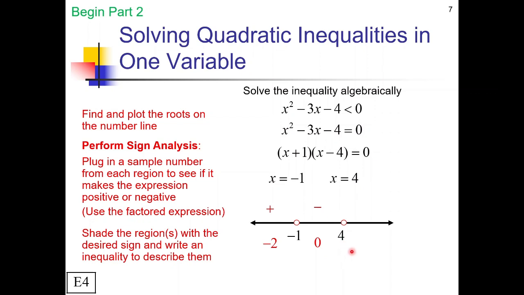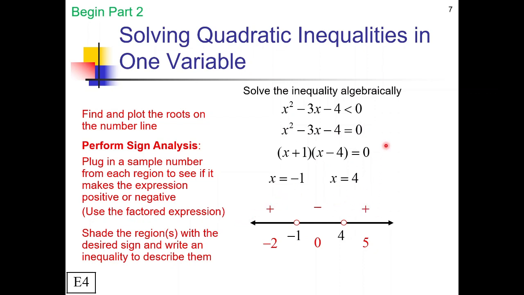Finally, something bigger than 4. I went with 5, but you could go with a million if you wanted. Anything over here will give you the same results. That was kind of the idea. So we have 5 plus 1 is positive. 5 minus 4 is positive. Positive times a positive is a positive. And there you have it.